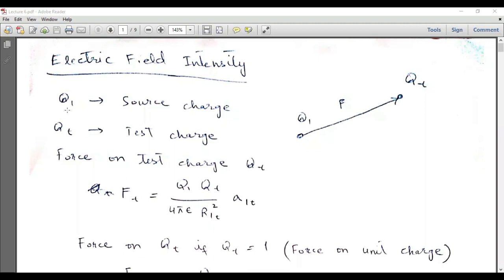force. So here Q1 is considered as a source charge, and Qt is basically a test charge, and force on this test charge Qt is Ft equal to Q1 Qt divided by 4 pi epsilon R1t square into a1t. R1t is the distance between the charge Q1 and Qt, and a1t is the unit vector directed from Q1 to Qt.